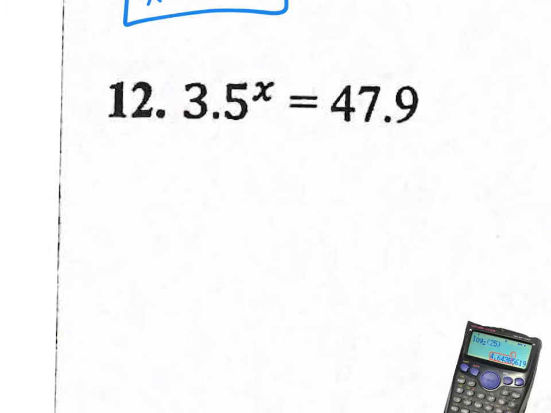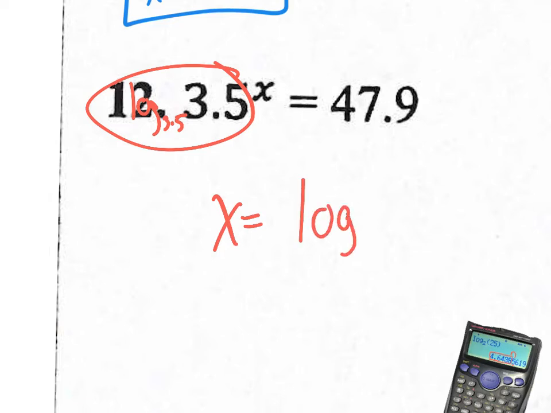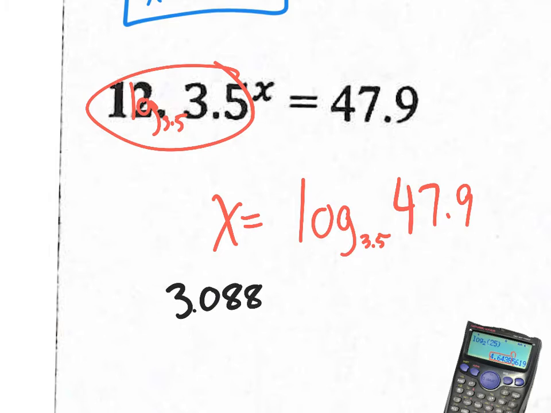Number 12, what would I do? Apply what? Log base 3.5 of that 3.5, so it'll eliminate. So you're going to have x equals log base 3.5 of that 47.9. So on the calculator, hit that empty log button where you can plug in the 3.5 in the base. I'm doing that right now as I speak. And the 47.9 in the parentheses, hit equal, and you will get the answer 3.008. No, I'm sorry, not 3.008, 3.0884.